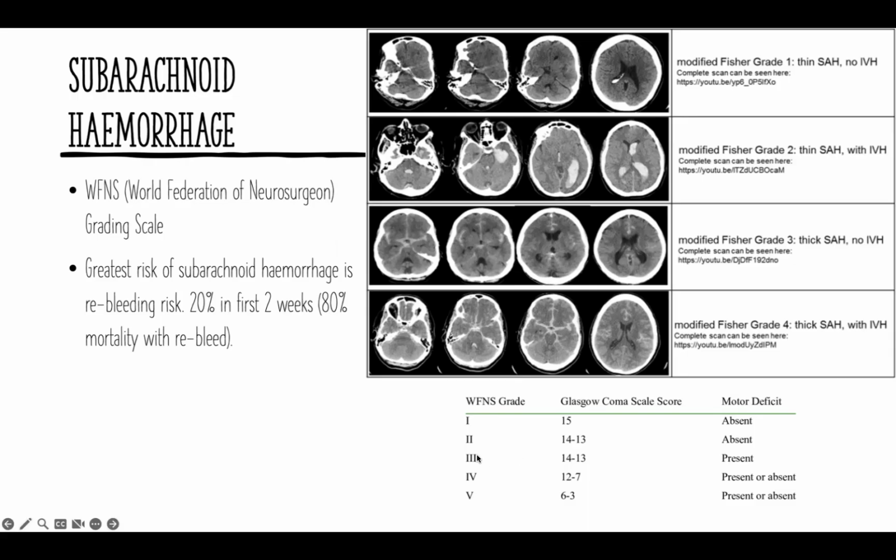The biggest thing about subarachnoid hemorrhage is the rebleeding risk. It's about 20% in the first 2 weeks, and the mortality of a rebleed is about 80%, which is very high. All our efforts in the initial management of subarachnoid hemorrhage are aimed at preventing a rebleed. Usually the initial step is getting their blood pressure under 140, and then figuring out whether surgical or endovascular treatment is needed to stop this aneurysm.